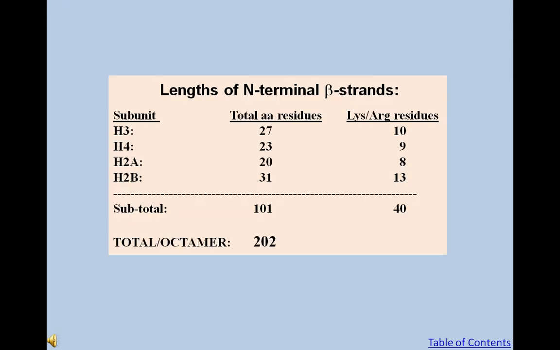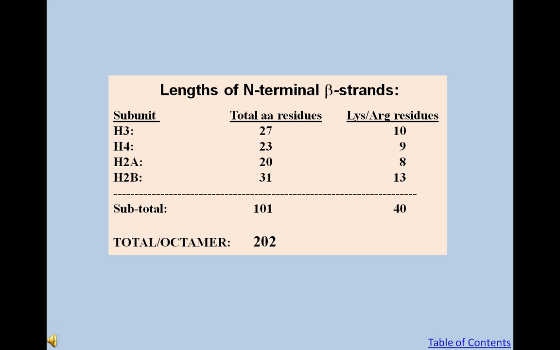Here's another chart showing the lengths of the N-terminal beta strands in our new histone model for each of the 4 unique histone subunit types. The N-terminus is defined as all the amino acid residues proximal to helix 1, except for subunit H3, in which the N-terminus is defined as everything proximal to the structure we've been calling helix sub-0. Also shown in this table is the count of the basic residues lysine and arginine for each of the N-termini, but we're not concerned with that right now.